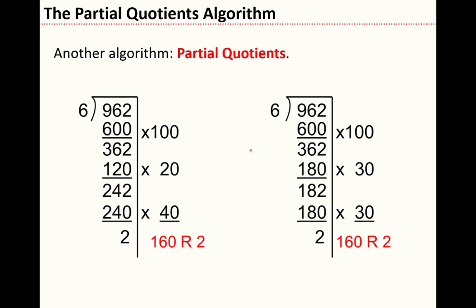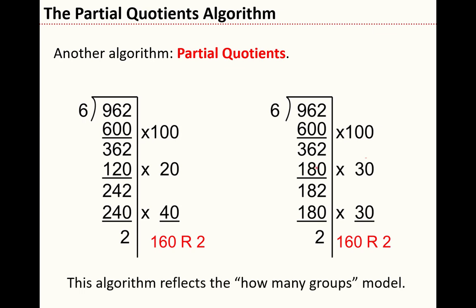Here's another example with exactly the same division problem, but you can see you can take a different route to get to your solution. You start off with 100, but maybe the next time you try 30. 6 times 30 is 180. You subtract that off. 182. Try 30 again. 180. And so there are different ways that you can get to the same solution. And like I mentioned, this algorithm reflects the how many groups model. These are the two models. Give them both a try in the worksheets.